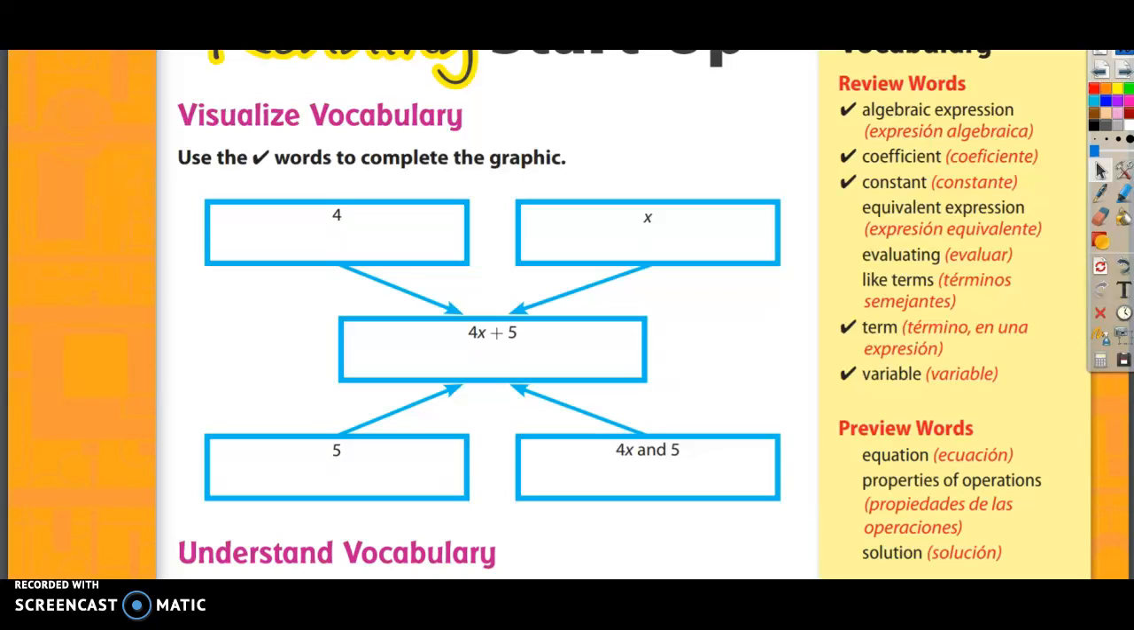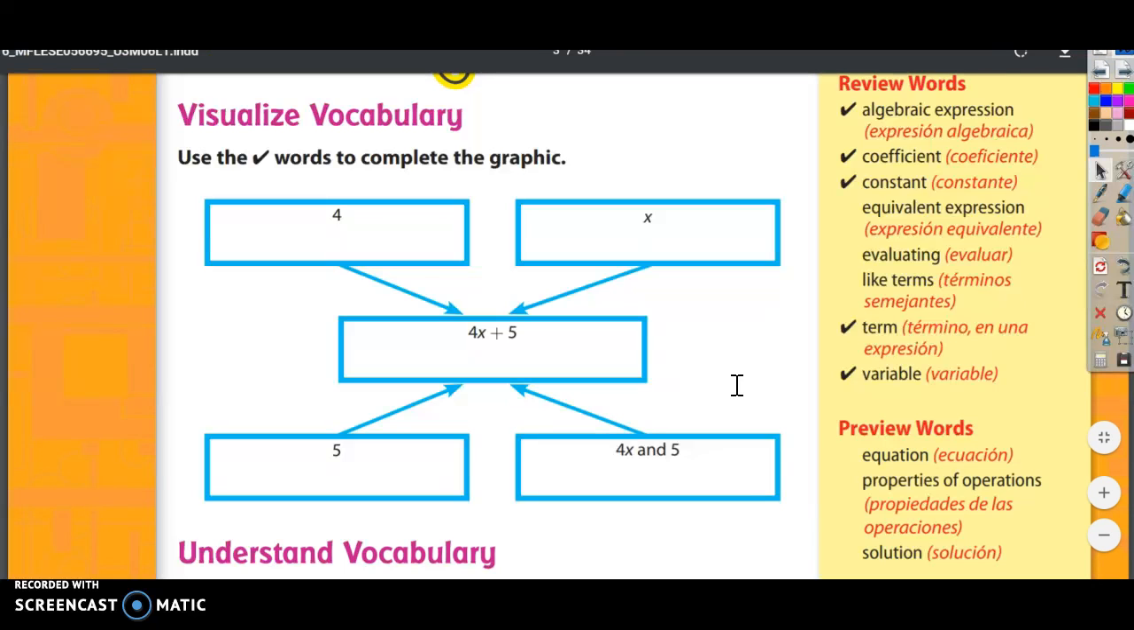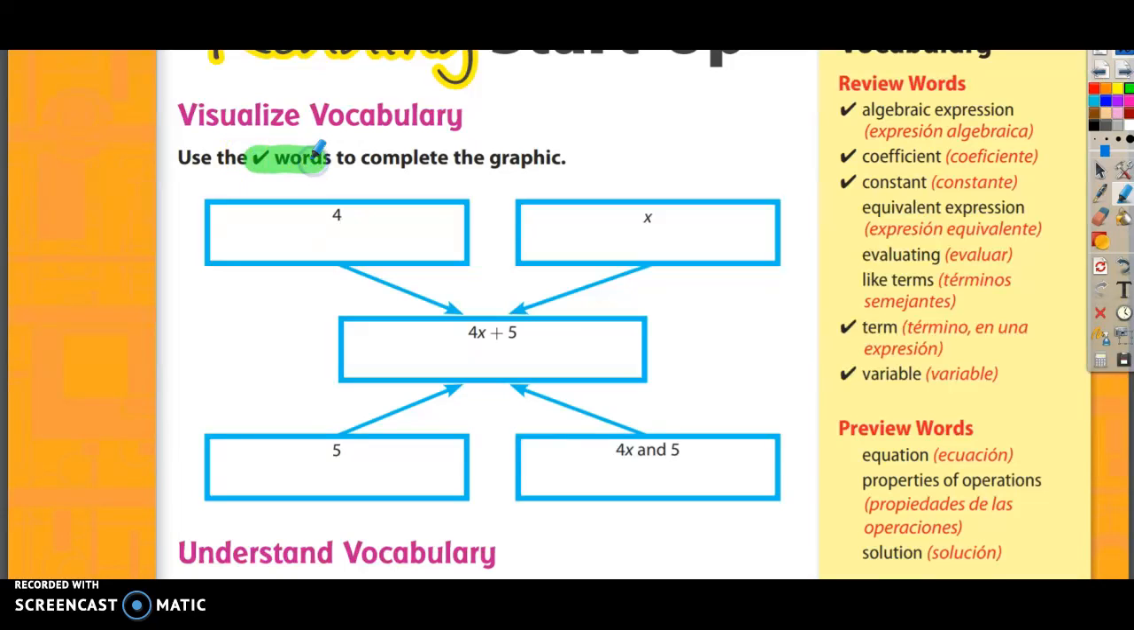So the very first center one, 4x plus 5, that is called an algebraic expression. That's this one right here. We're using the check words, right? It says use the checkmark words to complete the graphic. This middle one right here is called the algebraic expression, and we're going to build all around that.